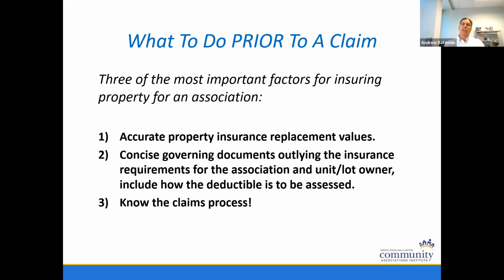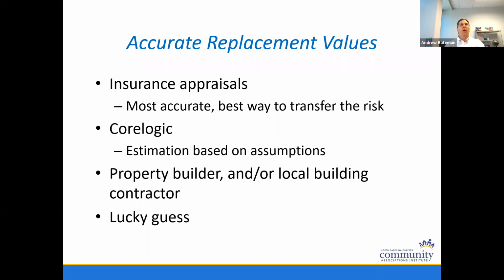The three things that every association, regardless of what type of association it is, needs to have done: accurate property insurance, concise governing documents, and know your claims process. Well, the way to get the most accurate replacement cost is to have an insurance appraisal done by an engineer. An engineer comes out and inspects the association for building materials, quality, wear and tear, and gives the most accurate per square foot replacement cost.